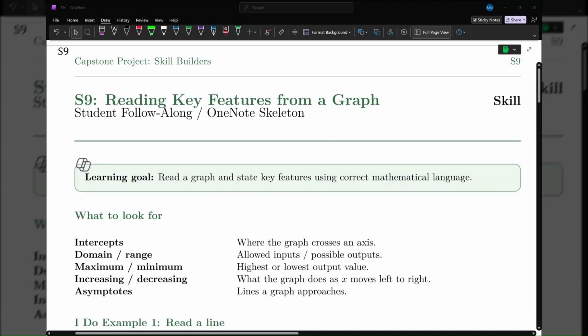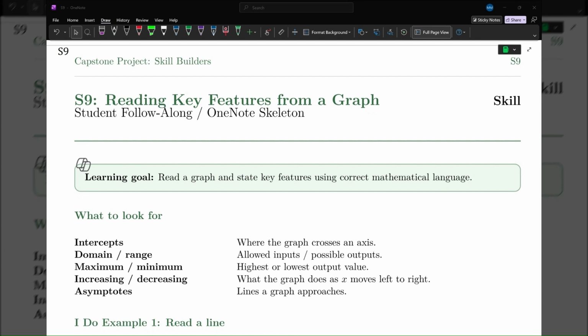Welcome to video S9. This one's just going to be about graphs. So reading key things from a graph. This is important because we'll be making graphs, we'll be reading graphs. So let's get comfortable with the terminology and then pulling information off these graphs.